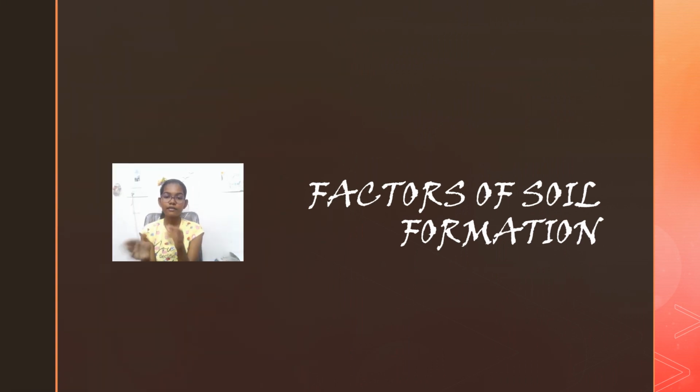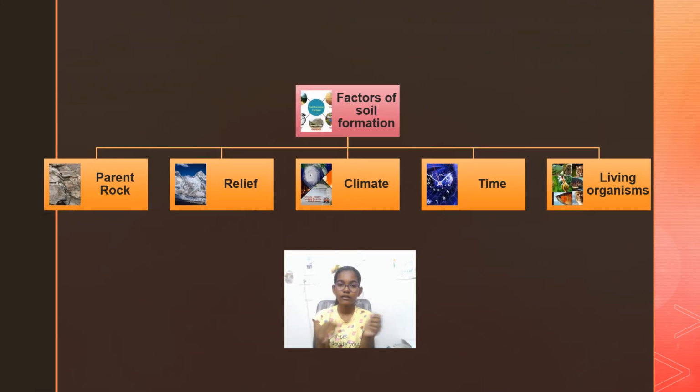Now let us look at the factors of soil formation. The factors of soil formation are parent rock, relief, climate, time, and living organisms. Parent rock determines the soil's texture, color, and type. Relief refers to the slope and altitude of the place. Climate is the temperature, as we all know. And time can change the type of the soil. Living organisms refers to the flora, fauna, and all the microbes that add humus to the soil.